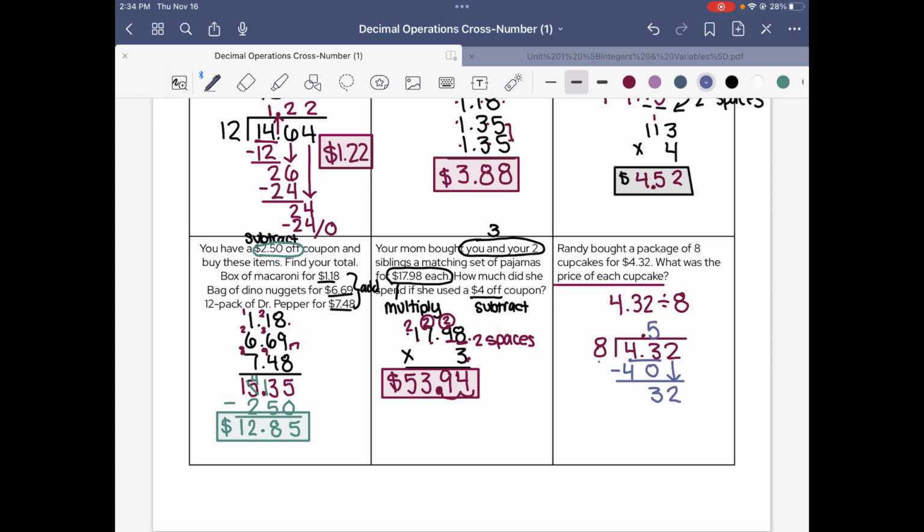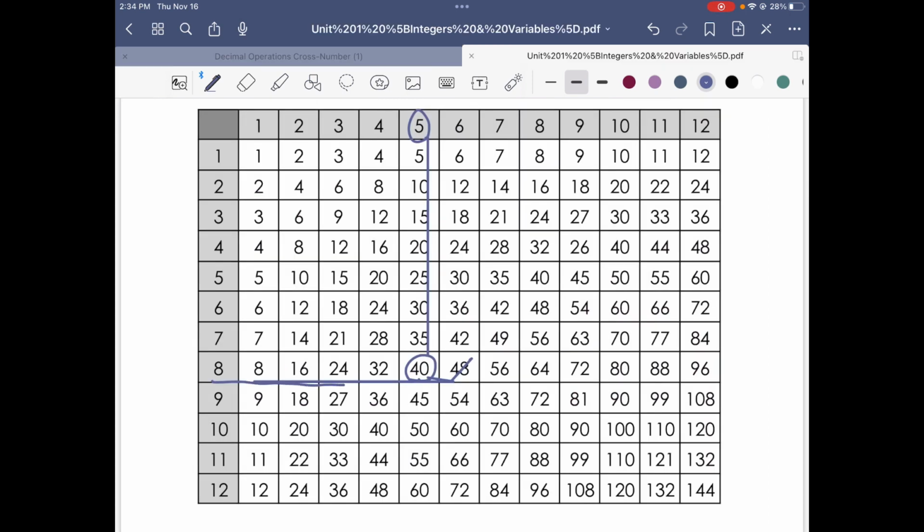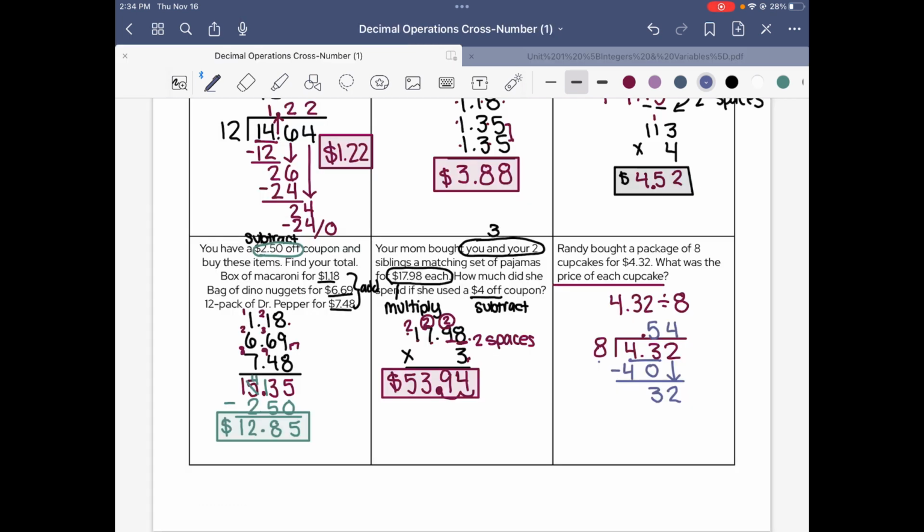8 goes into 32 4 times. And that's 32 exactly, so our remainder is 0. Now, how would we write this? 0.54 as money would be 54 cents. So we'd probably want to put a 0 in front so that we know it's $0.54. So each cupcake cost 54 cents.